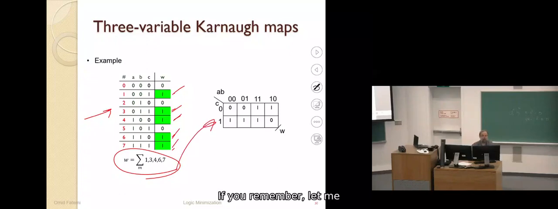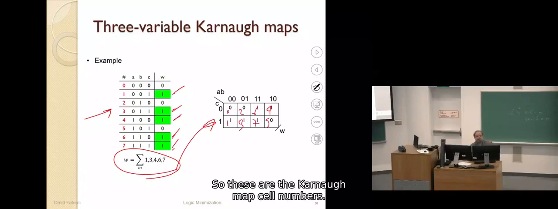So if you remember, let me write down for you. This was 0, 1, 2, 3, 4, 5, 6, 7. So these are the Karnaugh map cell numbers.